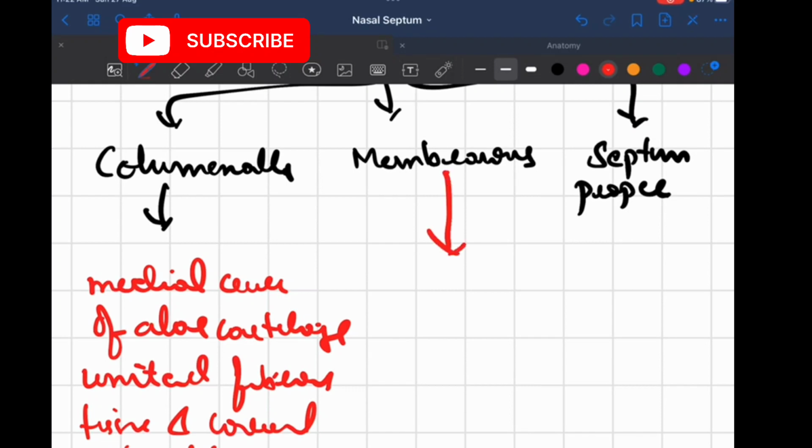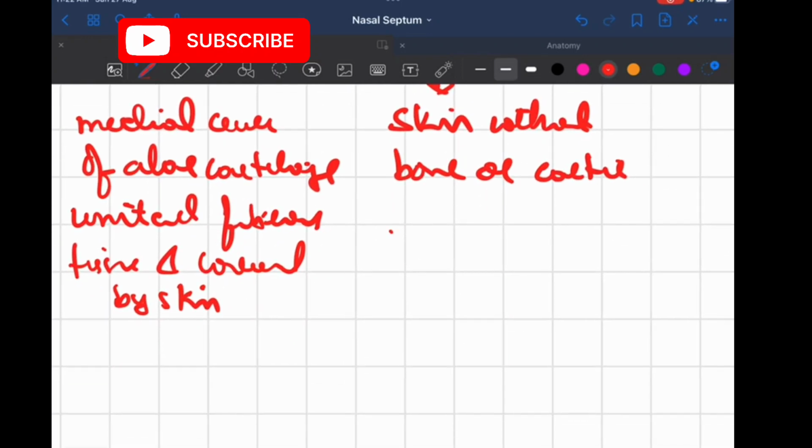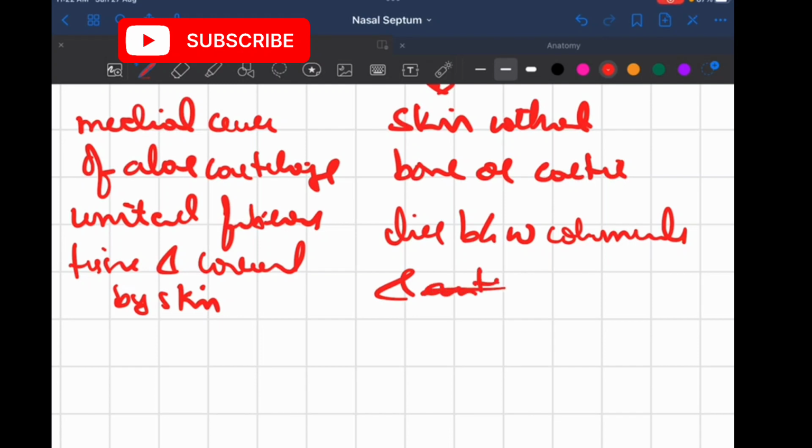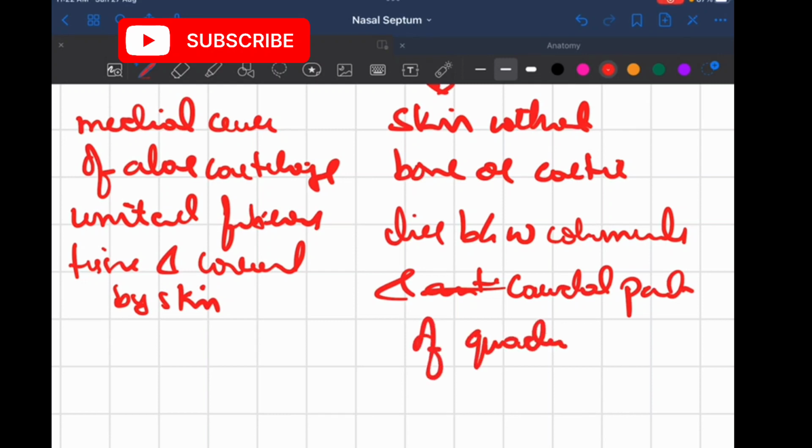Membranous septum is merely composed of skin without bone or cartilage. It lies between the columella and the antecaudal part of the quadrangular cartilage.